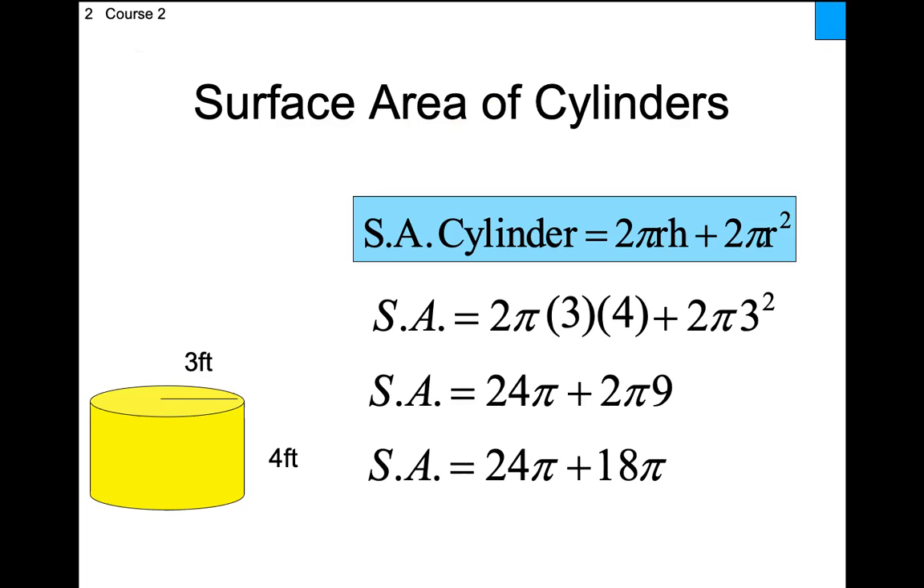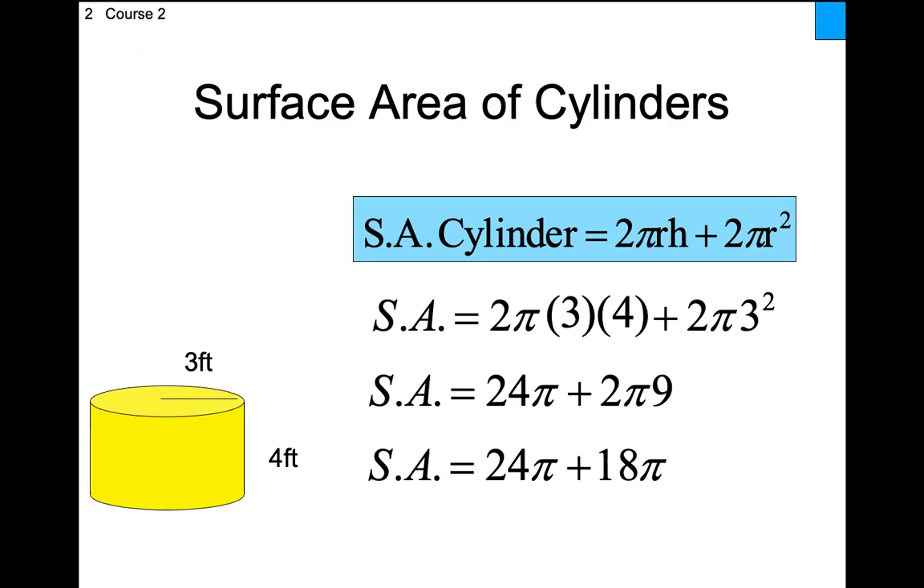I plug in the radius and the height. Yeah, I got that. Okay. By PEMDAS, we have to do exponents first. 3 squared is 9. And now look, all I have is multiplication and addition. So I'm going to choose to multiply in whatever order I want to. I'm going to multiply 2 times 3 times 4 first, just to make my life easier.